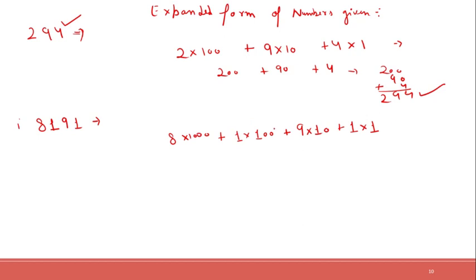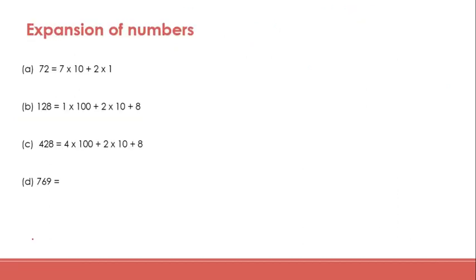I hope you got why I multiplied it with 10, with 100 and with 1000. Why? Because at ones place we have 1, so we multiply 1 with 1 only. Then at tens place we have 9, we multiplied 9 with 10. Then at hundreds place we have 1, we have multiplied 1 with 100. And then at thousands place we have 8, so we multiplied 8 with 1000. So what will we get? 8000 plus 100 plus 90 plus 1. Got it? Let's come to our questions now.